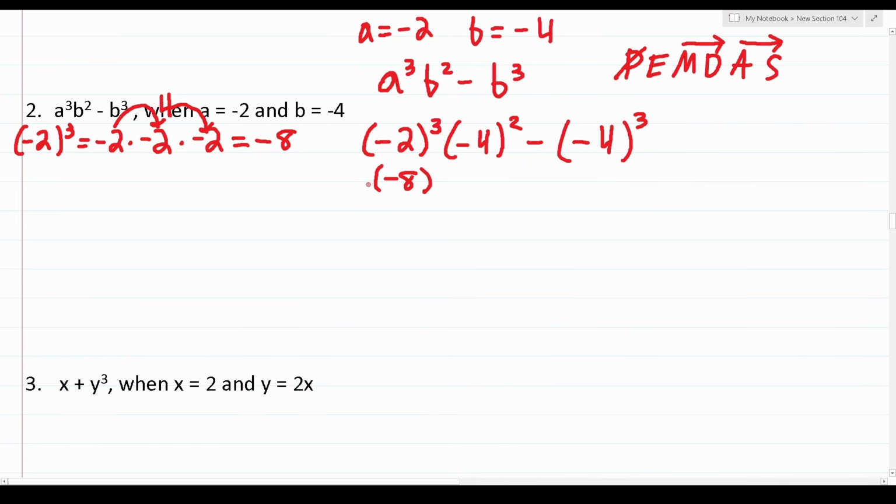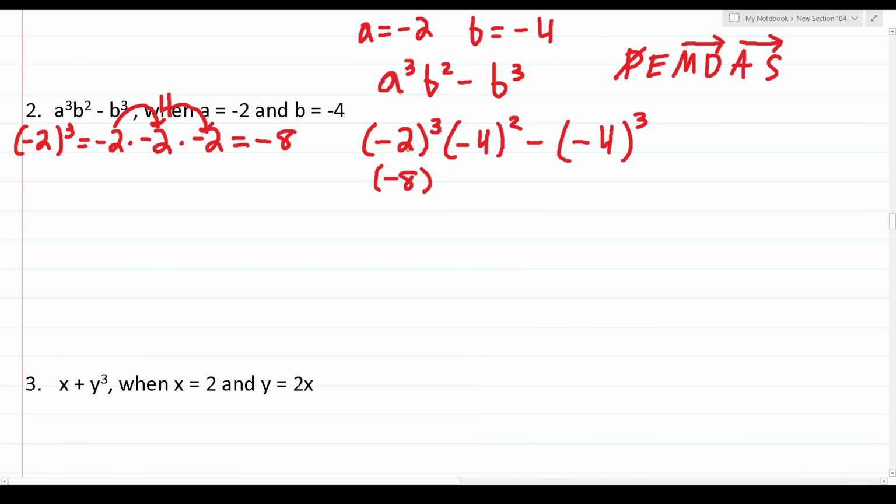One trick you can use to determine the sign of a negative raised to a power is this. If you have a negative raised to an odd power, such as 3, 5, or 7, you know your answer is going to be negative. If you have a negative raised to an even power, such as 2, 4, and 6, your answer is going to be positive. And we're going to see that in just a minute here.